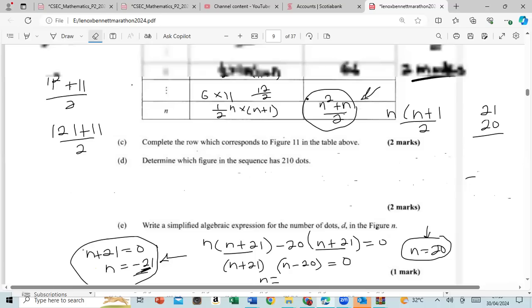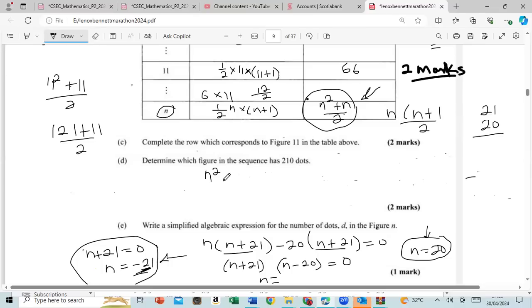Alright, so these are the keys. It said determine which figure in the sequence has 210 dots. So we want to find n. At the end, n is what we are trying to find. So I use that formula here. It'll be n squared plus n over 2. But this must equal 210.